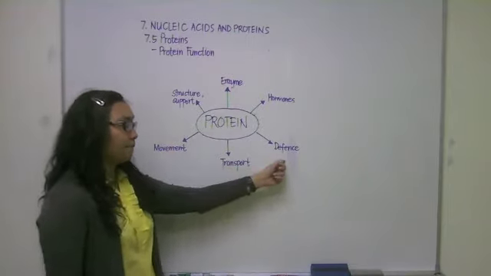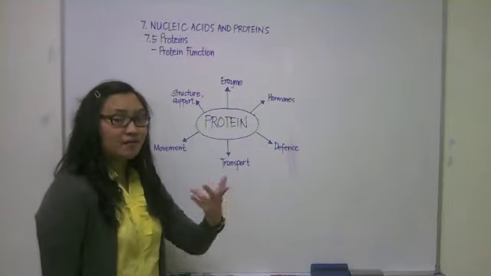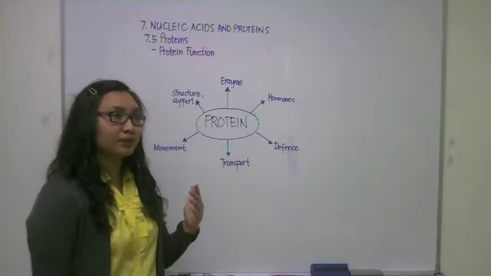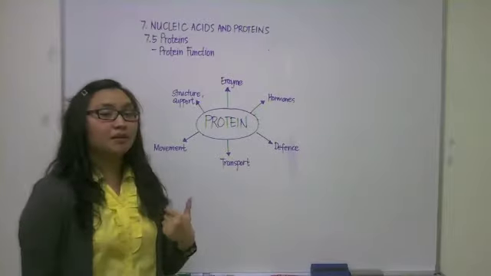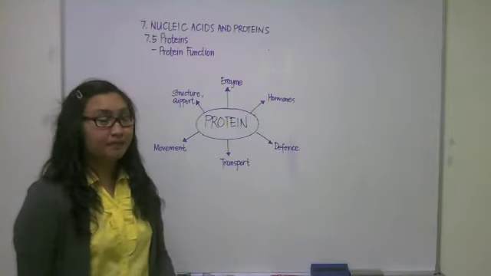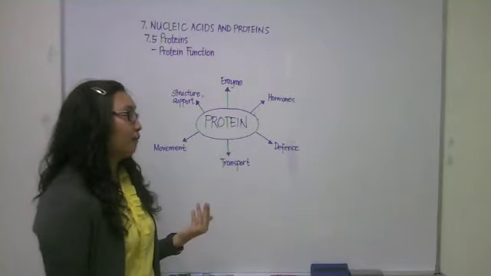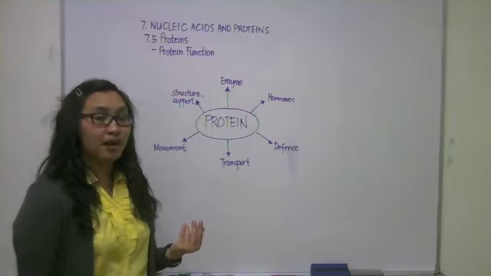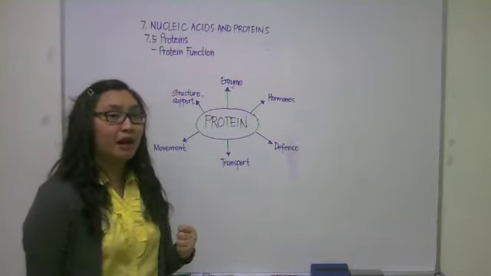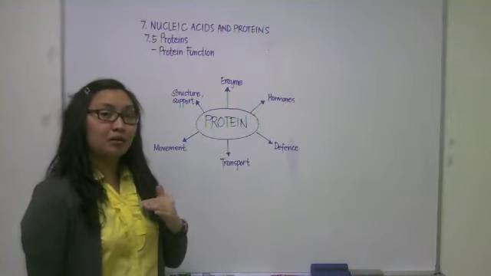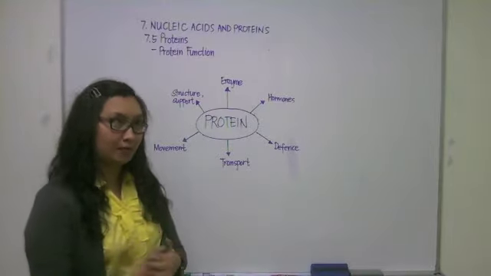The next example of what proteins can serve is defense. In the case of defense, we are able to protect our body against antigens or pathogens because of the production of antibodies. Antibodies are made up of proteins, and they are produced by our lymphocytes, so that in the event that we are invaded by a pathogen, our body would know how to react against these pathogens because of the presence of the antibodies.